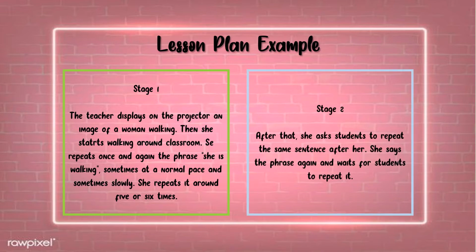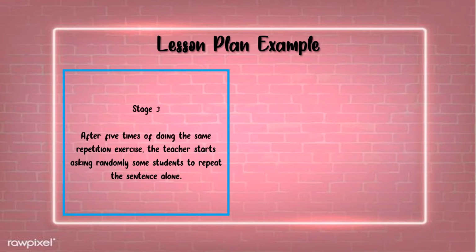Stage 2. After that, she asks students to repeat after her. She says the phrase again, and then she waits for students to repeat it. Stage 3. After 5 times of doing the same repetition exercise, the teacher starts asking randomly some students to repeat the phrase. She says the phrase and then waits for the students to repeat it.